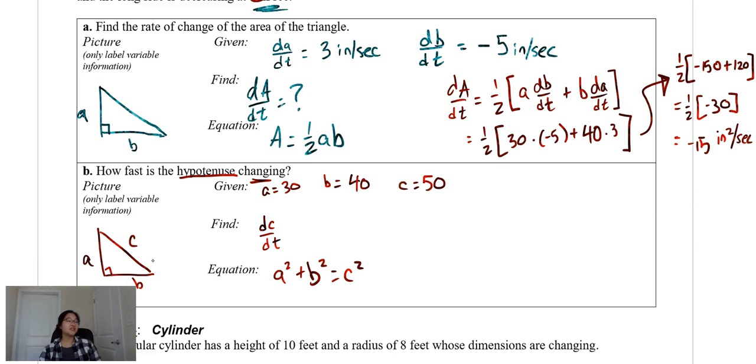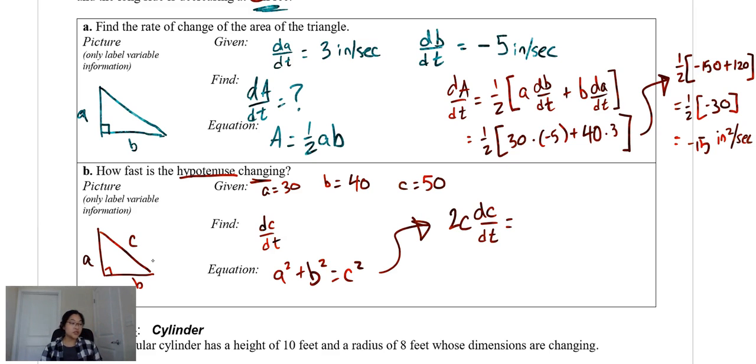Nice. Okay, let's take our derivative. Derivative on the right and derivative on the left. So, power rule on C squared. That's 2C, and then chain rule on C, dC/dt. Right? Because the hypotenuse is changing if the two legs are changing.